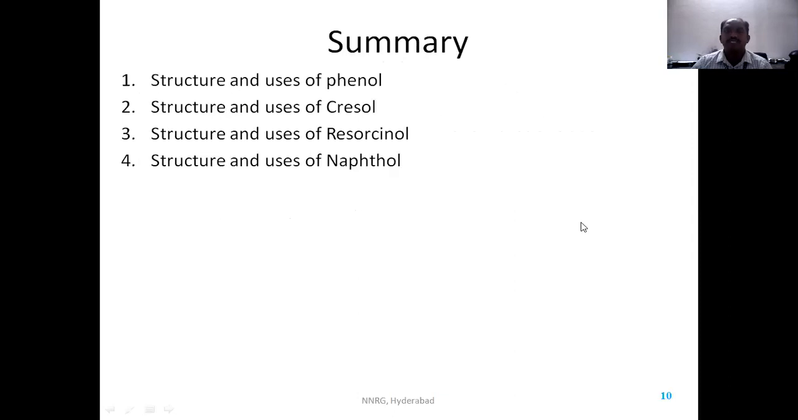So this is a summary of what we have seen: the structure and uses of phenol, cresol, resorcinol, and naphthol. With this, I'll conclude the class, and in the next class we'll see the structure and basicity of aromatic amines. Thank you.